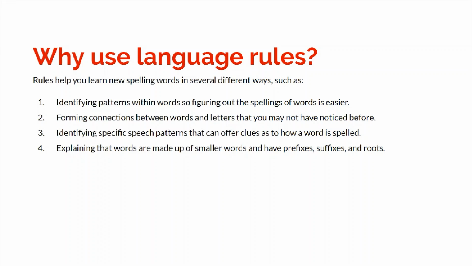Rules help you learn new spelling words in several different ways, such as, firstly, identifying patterns within words so figuring out the spellings of words is easier. Second, forming connections between words and letters that you may not have noticed before. Third, identifying specific speech patterns that can offer clues as to how a word is spelled. And fourth, explaining that words are made up of smaller words and have prefixes, suffixes, and roots. In the next video, we'll learn more about prefixes, suffixes, and roots, so please look forward to that.